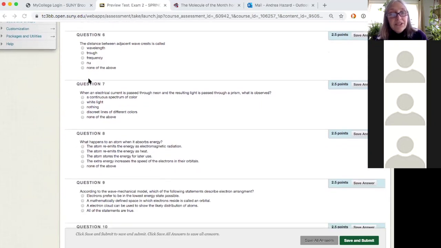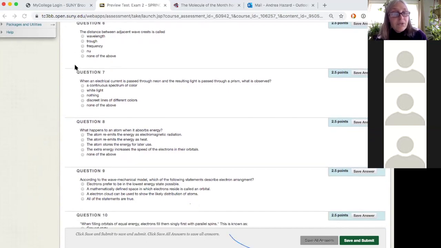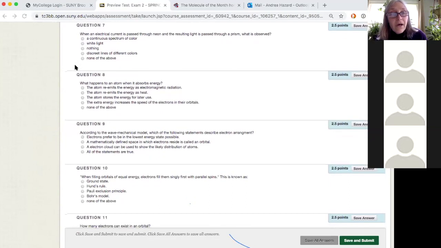The distance between adjacent wave crests is called... the answer to this is wavelength. That's the definition of it. It's not trough, that would be the deep part of a wave. Frequency is the number of waves that pass a point in a given amount of time. So it's wavelength. All right.